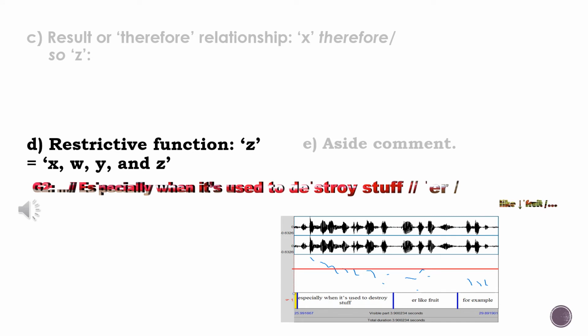Okay, so as you can see, also in the Praat plot there, you can see that the last tone unit, in this case the second tone unit, I'm sorry, is also going to be expressed in a lower pitch level than the first one. So what is the relationship? In the first tone unit we talk about stuff, and stuff is a general word and is exemplified in the second with the word fruit. So one member of the general word stuff is fruit.